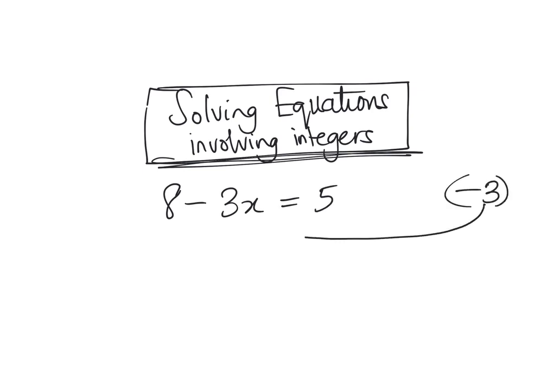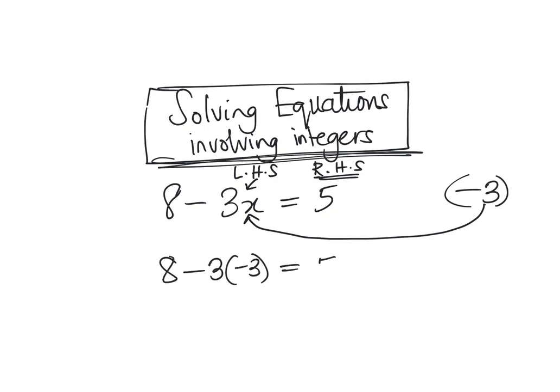What that means is that you're supposed to plug that in for x and see if the left side equals the right side. Think of this as the left-hand side and this as the right-hand side of the equation. If we plug in negative 3 there, we're going to have 8 minus 3 times negative 3. So this becomes 8 plus 9, because negative 3 times negative 3 is positive 9. And that's equal to 5?